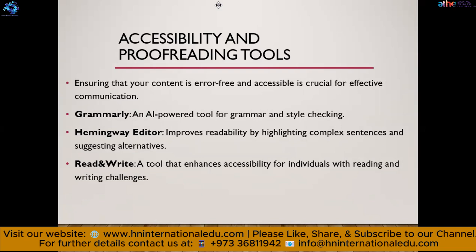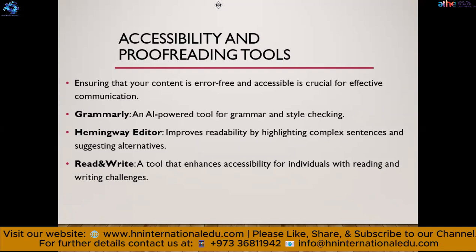Accessibility and proofreading tools. Like after making a document, we need these tools. At the end of your project, like if you are going to do research, and at the end of your research you need to submit a documentation of your whole work, so we will use this kind of tools at the end of our project. Ensuring the content is error free and accessible is crucial for effective communication. So we need to check the grammar.